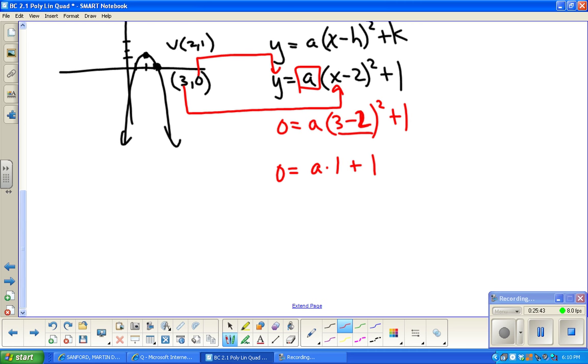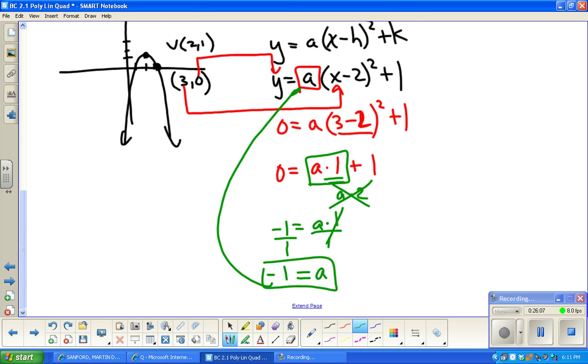Now just a quick little word of warning here. You need to do this multiplication first. That's held together. You cannot call this a times 2. That's out. So I'm going to subtract 1 from both sides. Now 1 times a is really just a, but for those of you who are detail people, I'm going to go ahead and write it. I mean, this is kind of silly. But a is negative 1.